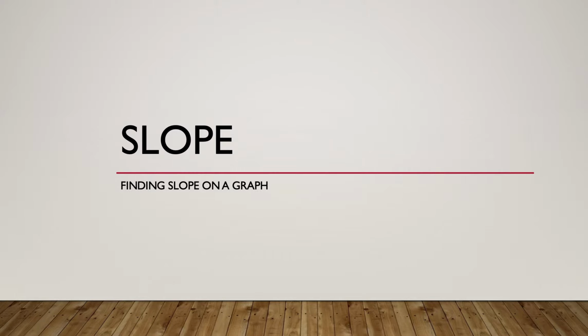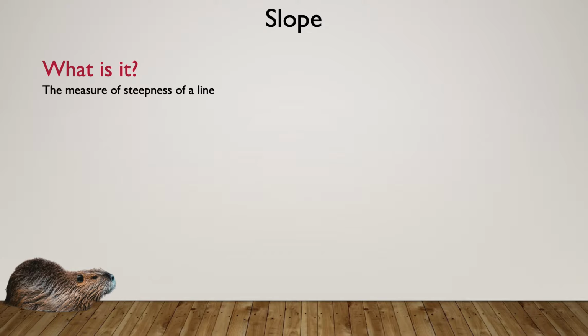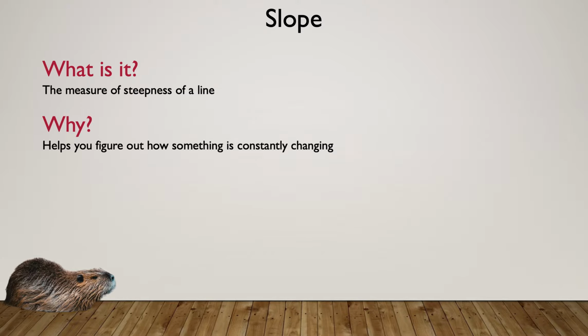Slope. Finding slope on a graph. What is it? The measure of steepness of a line. Why does it help you figure out how something is constantly changing?